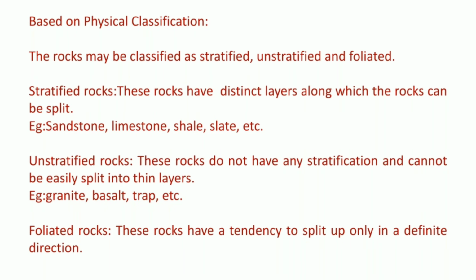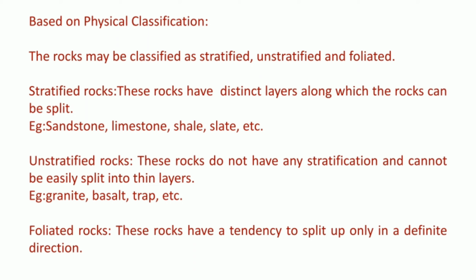Now, based on physical classification, rocks are classified into stratified rocks, unstratified rocks, and foliated rocks. What are stratified rocks? These rocks have distinct layers along which the rocks can be split. Example: sandstone, limestone, shale, slate, etc.